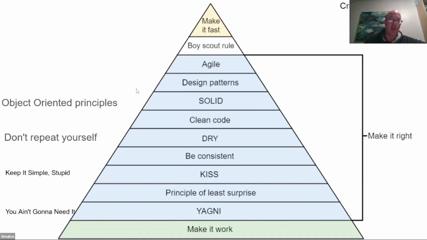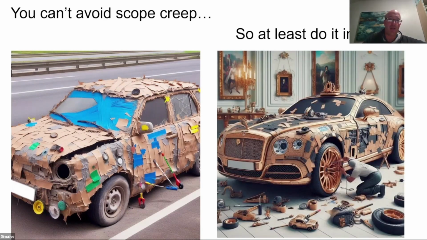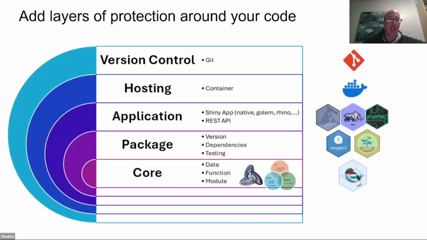And here are the software design principles that I've already discussed, some of them. Agility, do not repeat yourself, keep it simple, you ain't gonna need it. When you add these types of components, you add some layers of protection to the code, which will make it last longer and less susceptible to scope creep. So even though we cannot avoid scope creep, I would argue at least do it in style, meaning add layers of protection around your code.